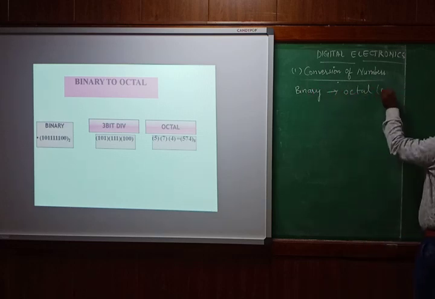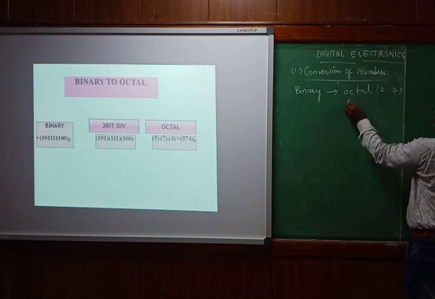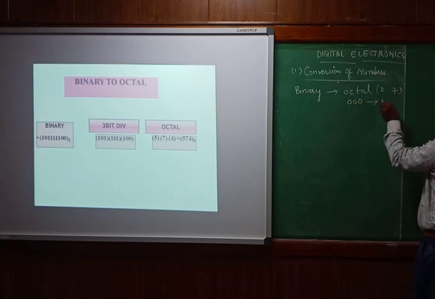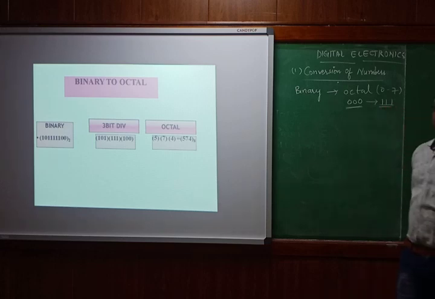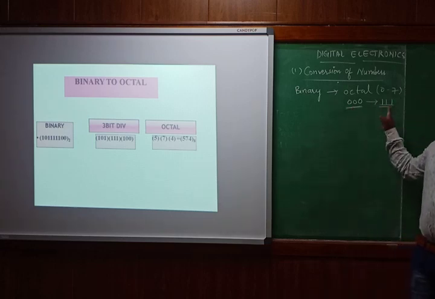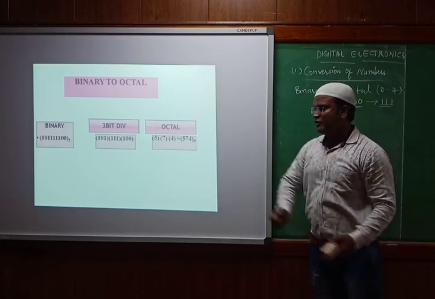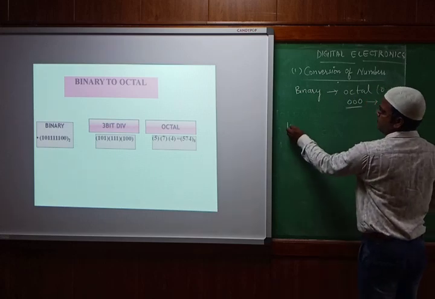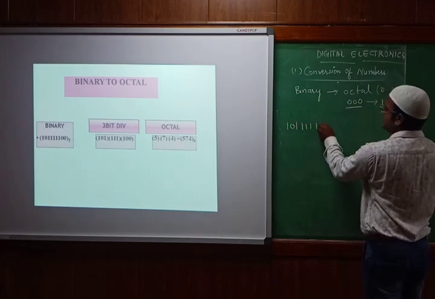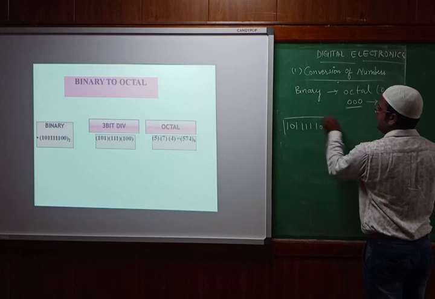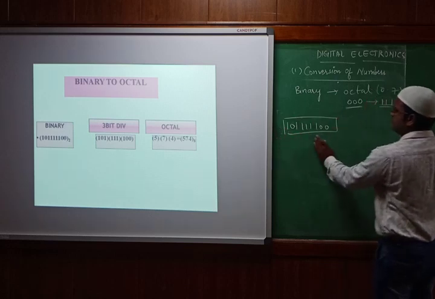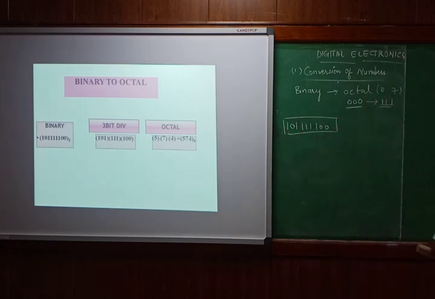So octal ranges from 0 to 7. It requires only 3 bits. That means 0 0 0 to a maximum of 1 1 1. So whatever the numbers are, we need to consider only 3 bits and convert the numbers into a specific format. In the first example I have taken 101 111 100. This is my number in binary format. I want to convert that binary into octal.